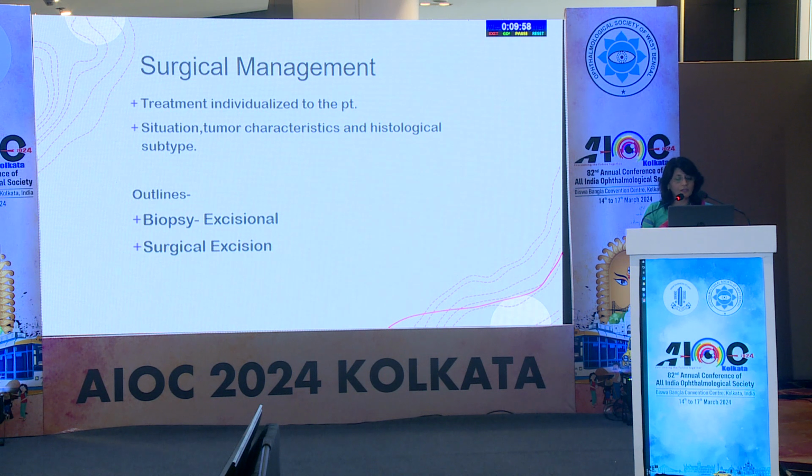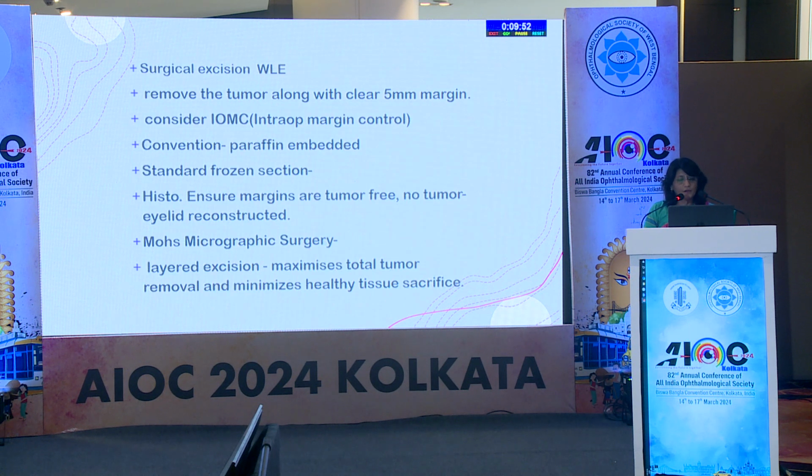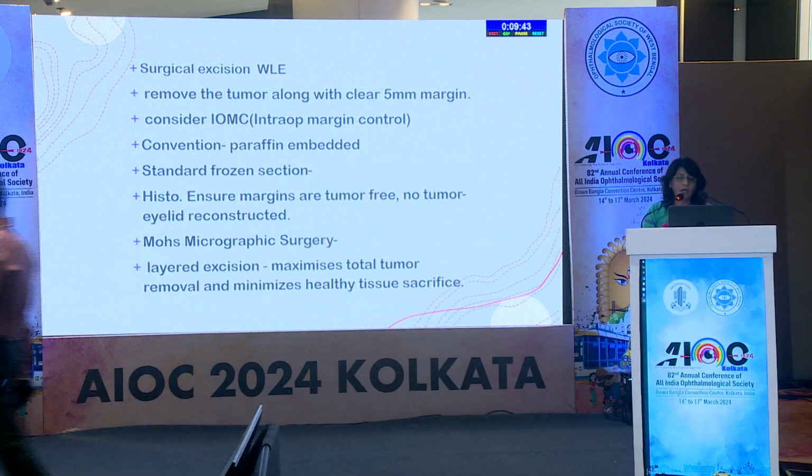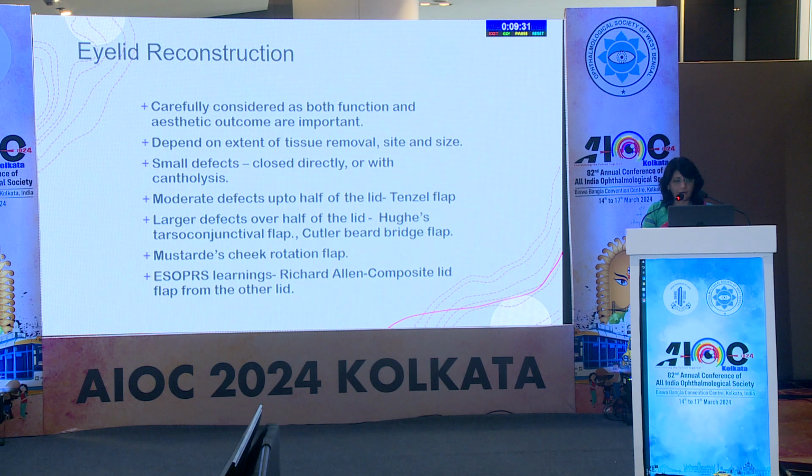So the outline for surgery will be biopsy, and generally we go on to the excisional biopsy or surgical excision. Surgical excision has to be a wide local excision. So remove the tumor along with a clear 5 millimeter margin, and you should consider intra-op margin control in the form of standard frozen section or Mohs micrographic surgery, which is a layered excision and minimizes healthy tissue sacrifice.